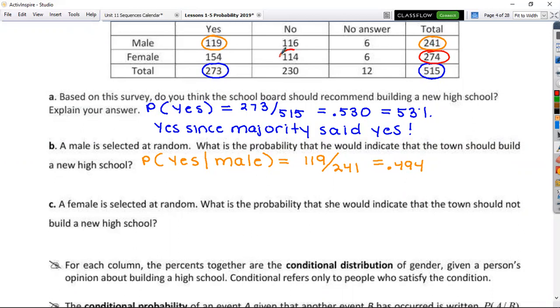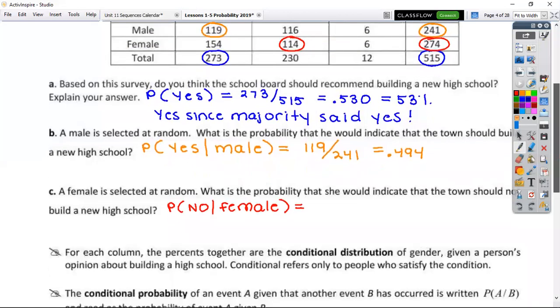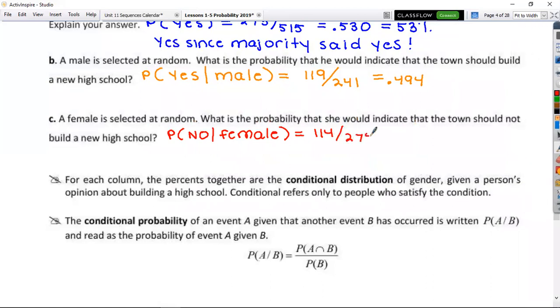114, right? Contained within my row. So here's how I'm going to write this. I want the probability of a no vote provided the condition that she is female. And this rule is summarized for you down below too, written in proper notation, but this is where I'm getting that from. So we're going to go 114 over 274. Anyone have this decimal?